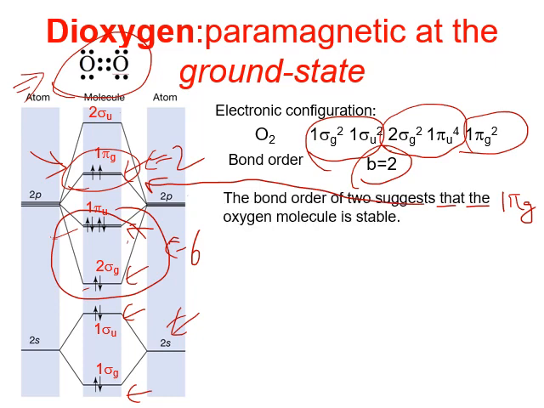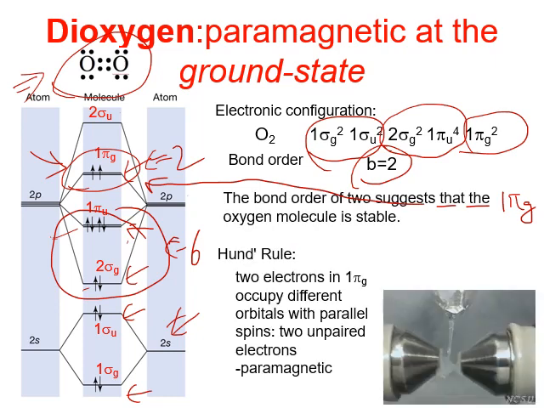According to Hund's rule, the 2 electrons should occupy different orbitals with parallel spin. One electron goes to one orbital, the other goes to another with parallel spin, and therefore molecular orbital theory predicts that oxygen has 2 unpaired electrons. These 2 electrons are unpaired. So if it's an unpaired electron, the molecule is called paramagnetic. It is active in a magnetic field.